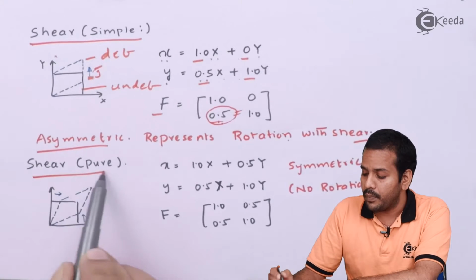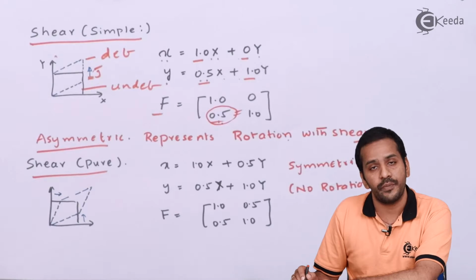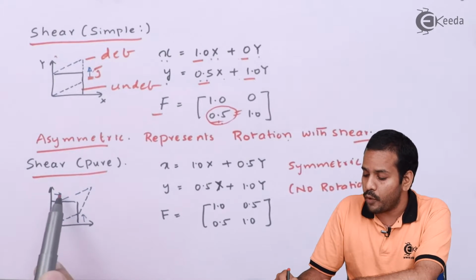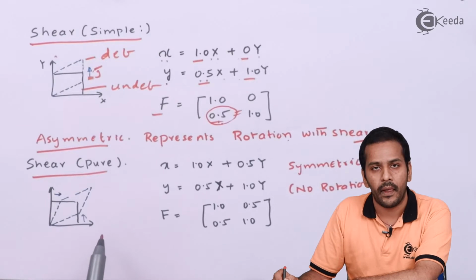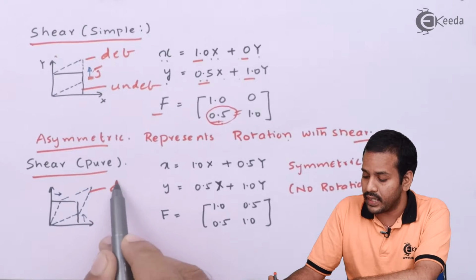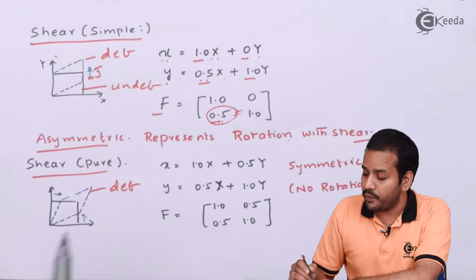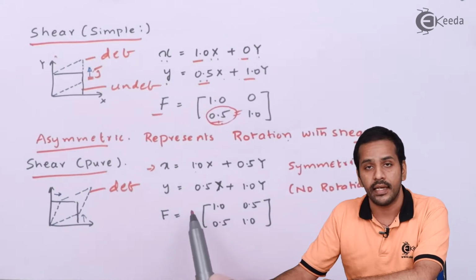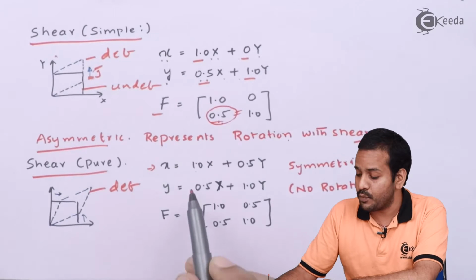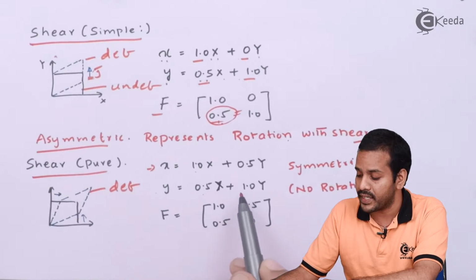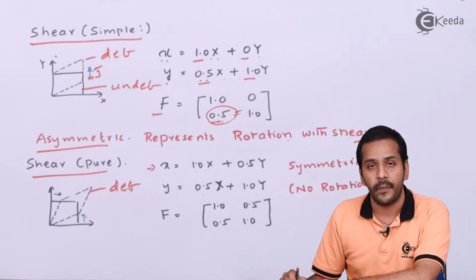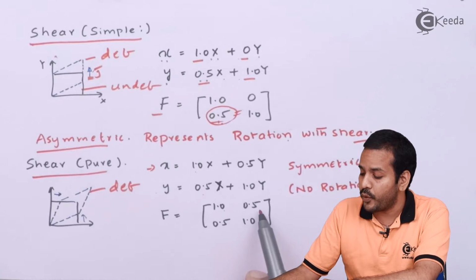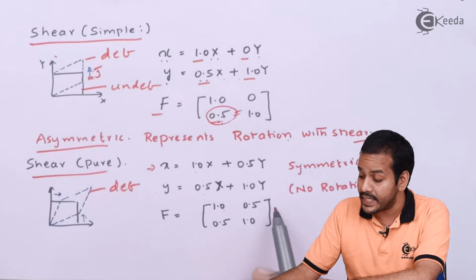Second thing, pure shear. The other possible deformation is pure shear. So if you see this object, now you have applied equal and opposite shears on both these faces. Because of this, this is the deformed configuration. Now if you write the mapping, this is small x is equal to 1 times capital X plus 0.5 times Y and small y is nothing but 0.5 times capital X plus 1 times capital Y. And if you write the deformation gradient for this case, it will be 1, 0.5, 0.5, 1, which is symmetric.